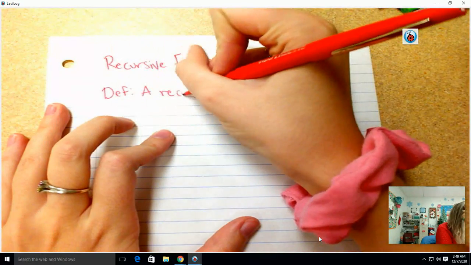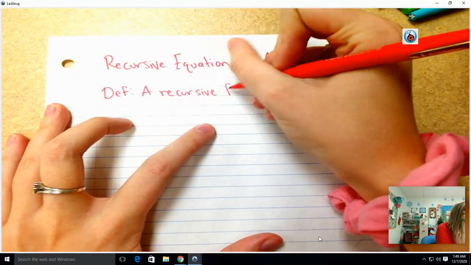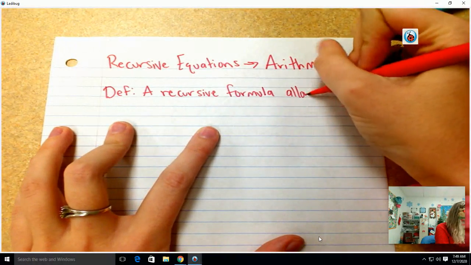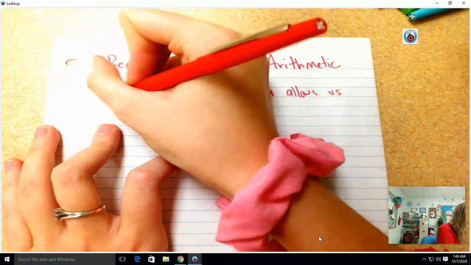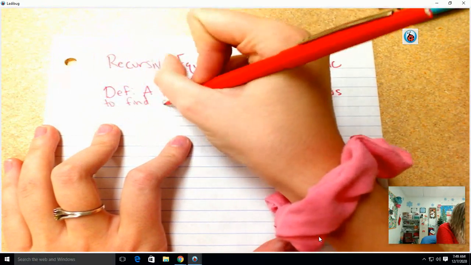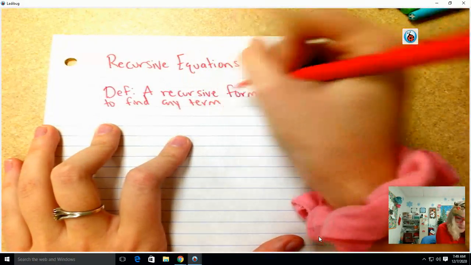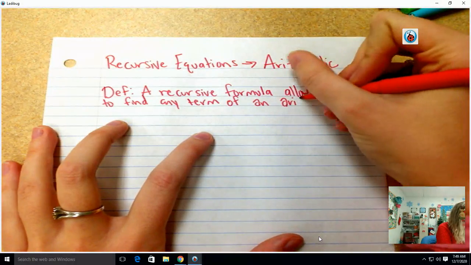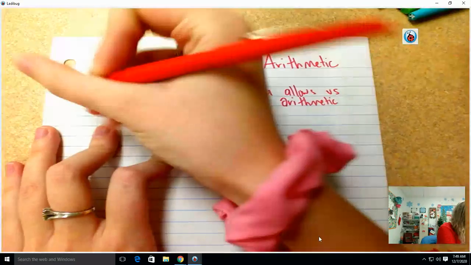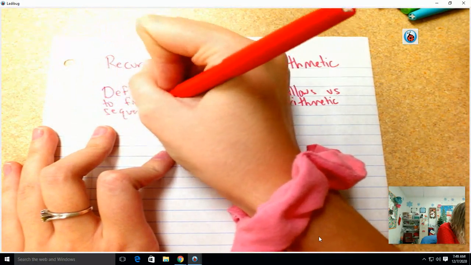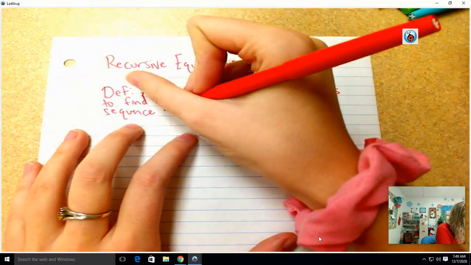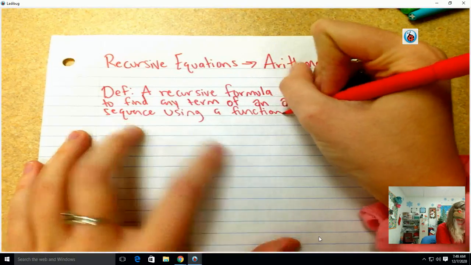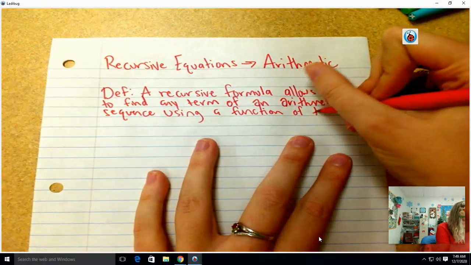A recursive formula allows us to find any term of an arithmetic sequence using a function of the previous term.